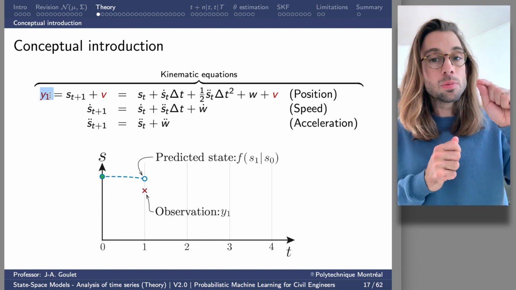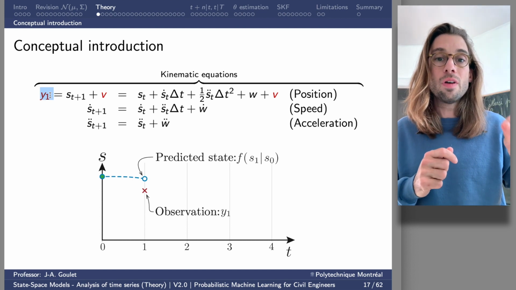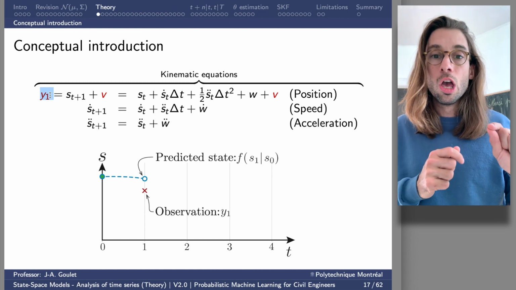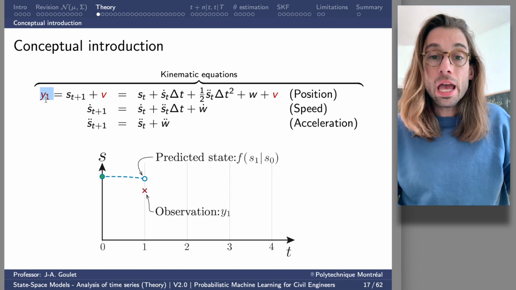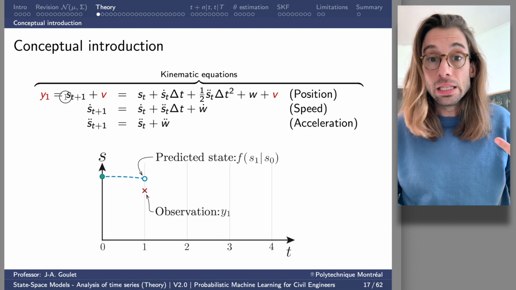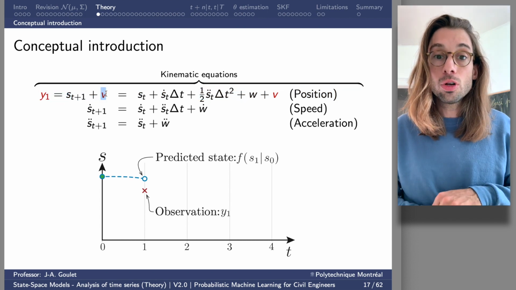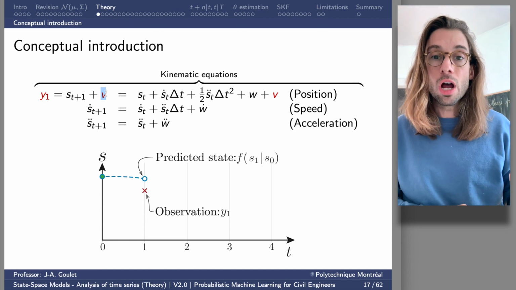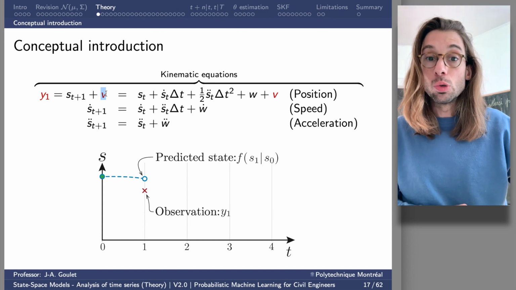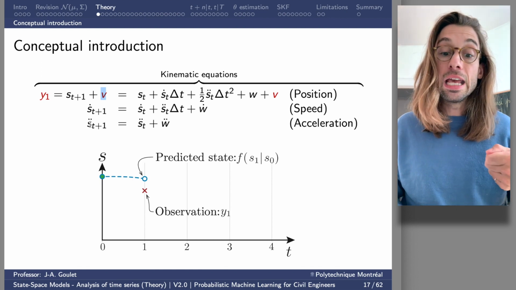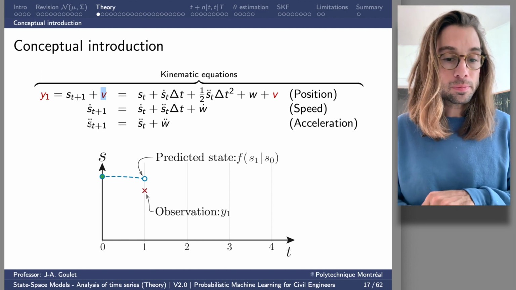I don't exactly observe s dot. I don't exactly observe s double dot, okay? Neither the position, neither the speed, neither the acceleration. What I am actually observing is y, which is, in this case, the actual position plus an error term. The error term associated with my observation process. So here the observation is y. My hidden states would be the position, the speed, and the acceleration, okay?